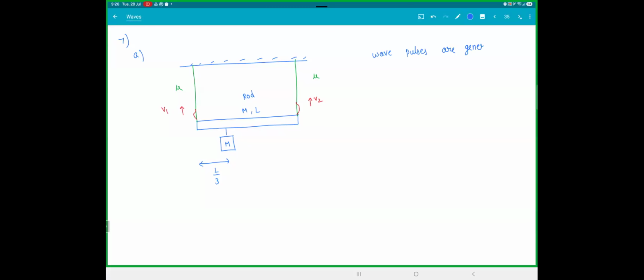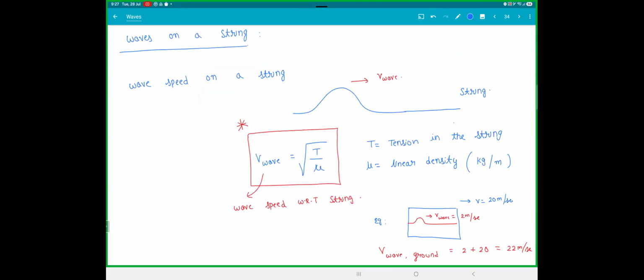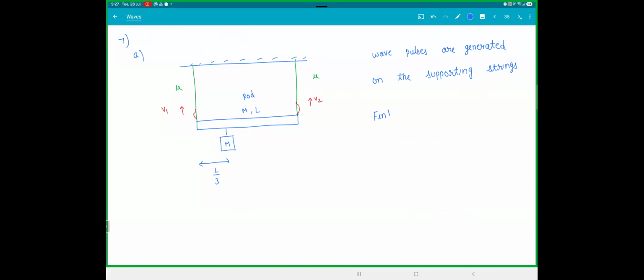Is the story making sense? We took a rod of mass m, length L, and a block of mass m attached here. The two strings supporting this system are tight, so the string tension is there. You're generating a pulse there, so waves are generated on the supporting strings. Find V1 by V2. Both the strings have the same mu, mass per unit length. If you know how to find the tension, root T by mu, it's direct formula substitution. Give it a try. I hope the picture was clear. Anyone not clear with the picture, please ask me.